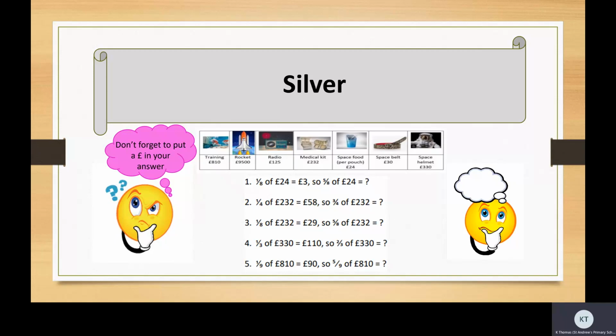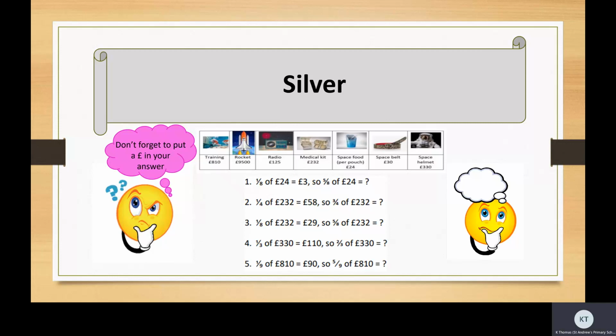So this time we're looking at 1/8. 1/8 of £24 equals £3. To work that out, I knew that I had £24 altogether. And because I wanted to work out 1/8, I needed to divide 24 by 8. I needed to think of my 8 times tables. How many 8s are there in 24? And I know that 3 8s are 24. So 1/8 of £24 equals £3.